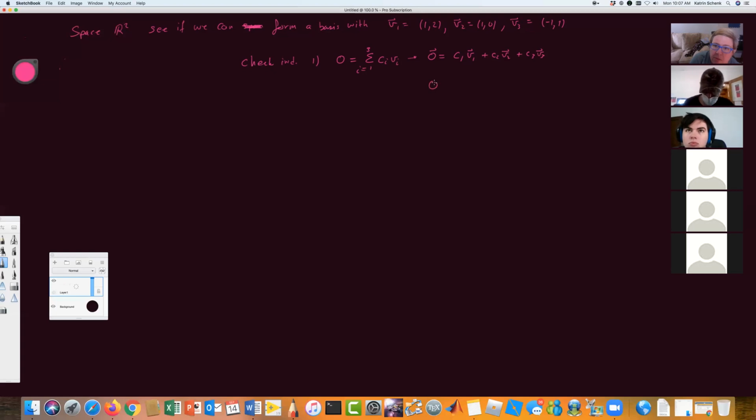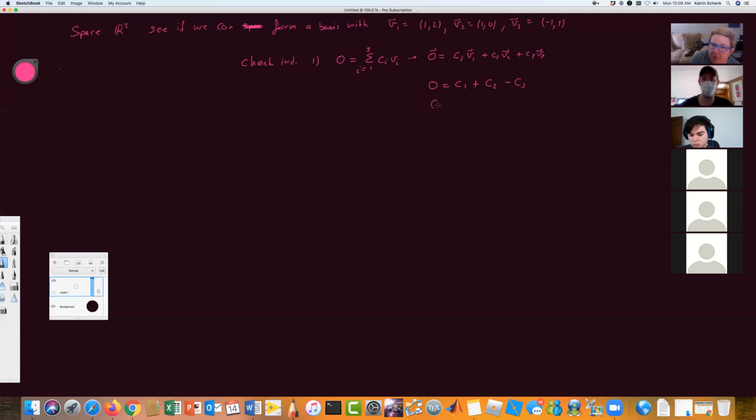So this is going to give us a couple of equations. Let's see, we have 0, and then c1 v1 for the first component of the 0 vector, because remember, the 0 vector is (0, 0). So for the first component we're going to have c1 times 1 plus c2 times 1 plus c3 times minus 1. Let me erase that, that's annoying. I wish there were a button on this pen I could push to erase, but that does not seem to be the case.